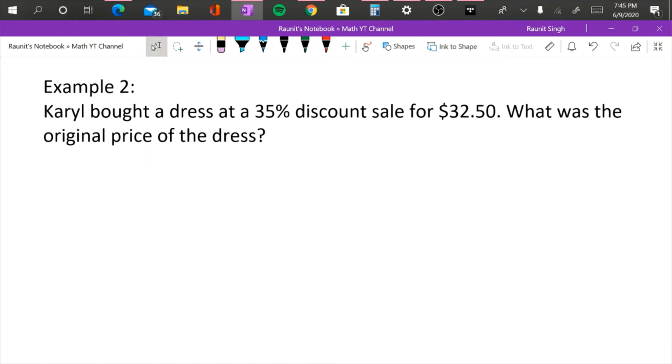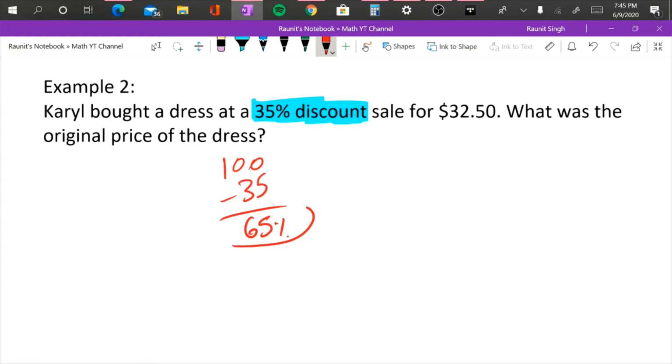Okay, so Carol bought a dress at a 35% discount sale for $32.50. What is the original price of the dress? When you're doing discounts, in order to make the equation simpler, instead of using the discount number, subtract it from 100. So you would do 100 minus 35, and that gets you 65%. So use this number, and then you won't have to do anything extra.